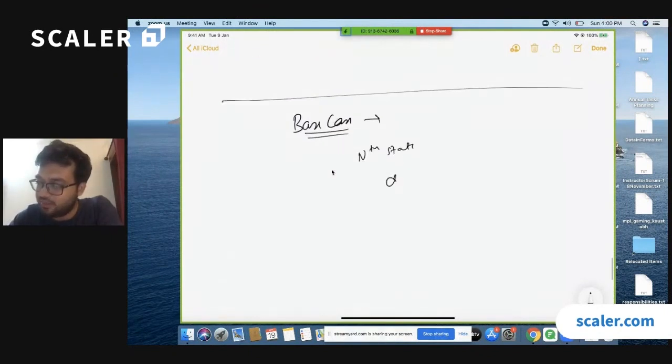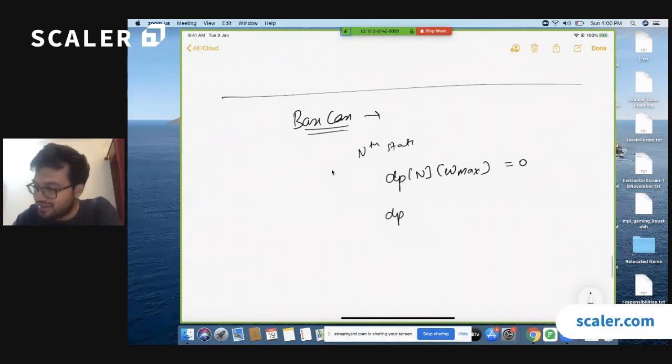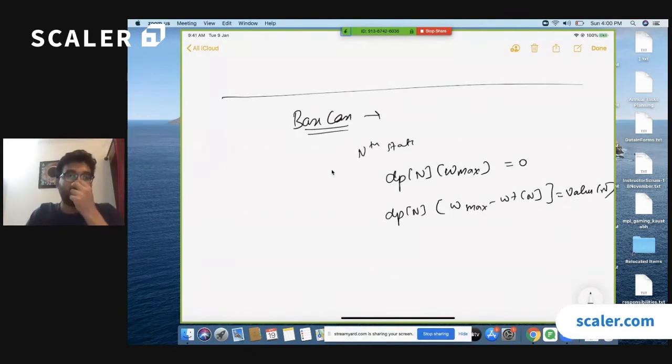So you would just fill dp of n, let's say weight maximum. If you do not choose it, it would be 0. If you chose the nth state, you have two options at the nth state, right? If you chose it, then it would be w max minus weight of n, and the value would be value of n. Does that make sense to everybody? And similarly, for the other case, you will have the first as the base case and you can fill it. Cool.